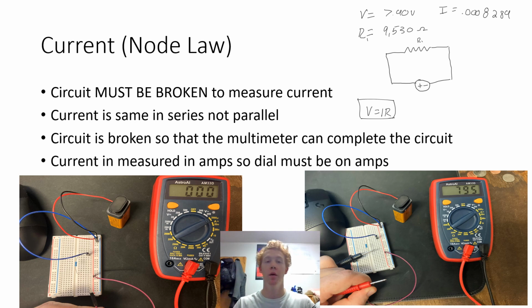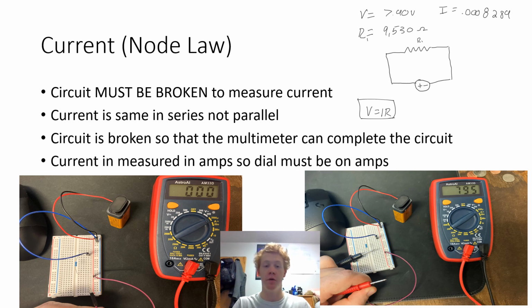Moving on, the circuit must be broken to measure current. In this circuit, it is a simple circuit with everything in series and parallel. It's also important to note that current is the same in series and not in parallel, but in this case, it is in series. Since the circuit is broken, as you can see in the bottom left photo, we will have to complete the circuit with a multimeter.